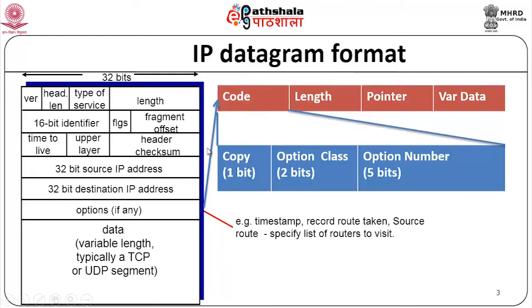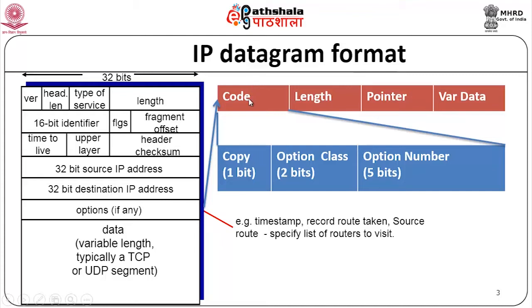If you look at this options field, it basically consists of all this information. There is a code which specifies what type of option is being given here. So, you have a code field and then you have a length, a pointer and some variable data. The code field in turn has the following subfields. It has one bit called the copy bit, and there is an option class and an option number. The option class and number together identify the type of option, and this copy bit is a very special bit which says what we should do with this options field when this particular IP packet is fragmented.